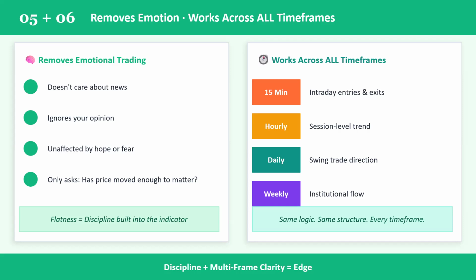It ignores your opinion. I'll show you how your opinion can be ignored, how the range filter will save you, unaffected by hope or fear. It is not affected by your hopes or fears. It only asks, has price moved enough to matter? That is very, very important. So it works across all time frames: 15 minutes, hourly, daily, and weekly.